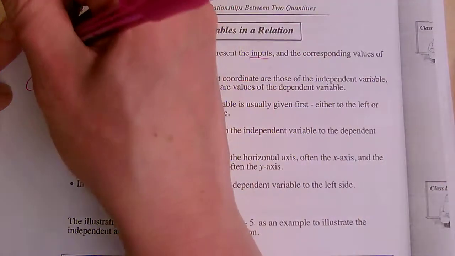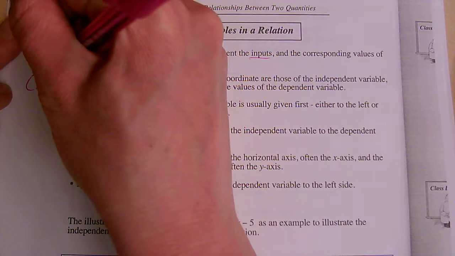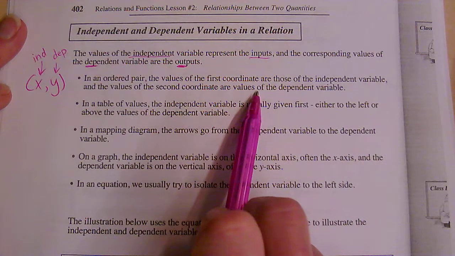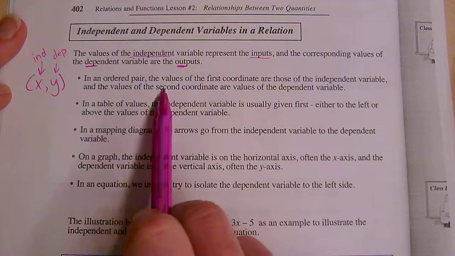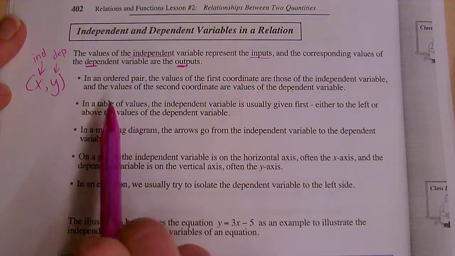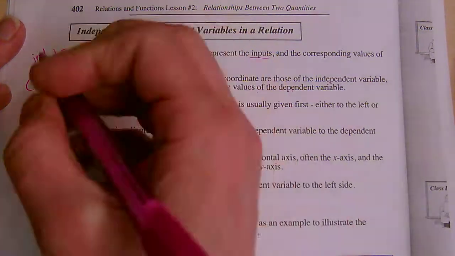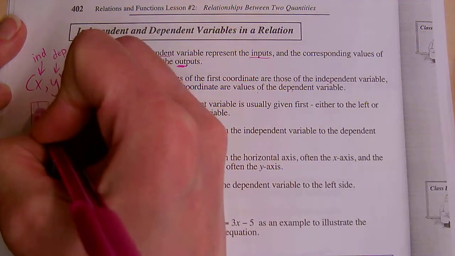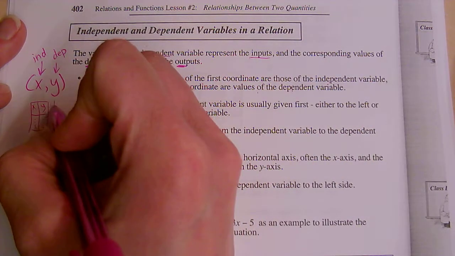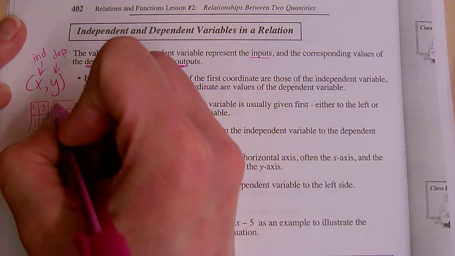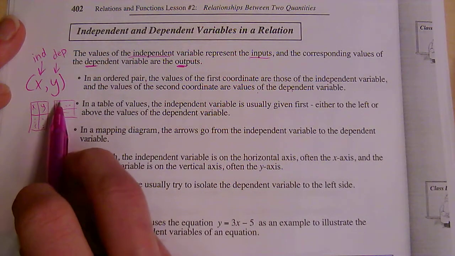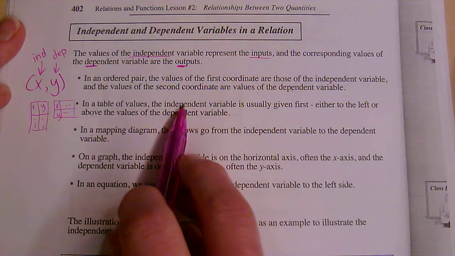Yeah, there we go. Okay, so there's my independent, and that's my dependent. The value of the first coordinate is independent, the second coordinate is dependent. That's always going to be true. In a table of values, same thing. If I have a table of values, x, y, and then all those data points, or if it's on the side, sometimes you'll have a horizontal one, but same thing, x is always first, and that's the independent.